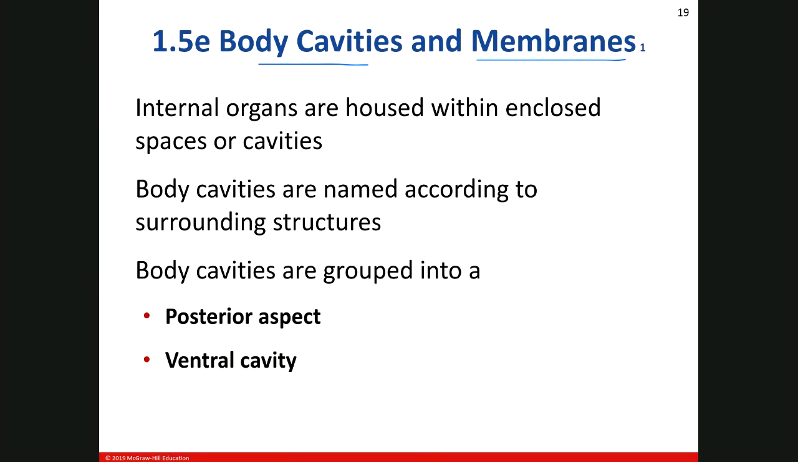Body cavities are these spaces in your body in which your internal organs reside. They're going to be living in these spaces. So we've named these body cavities and we've broken them down into two divisions. The first one we're going to talk about is the posterior aspect, and the second one is the ventral cavity.